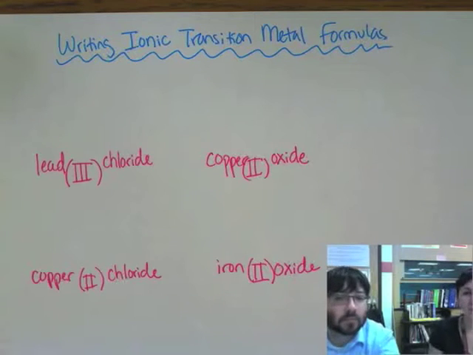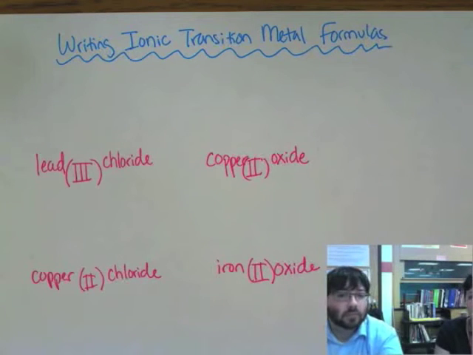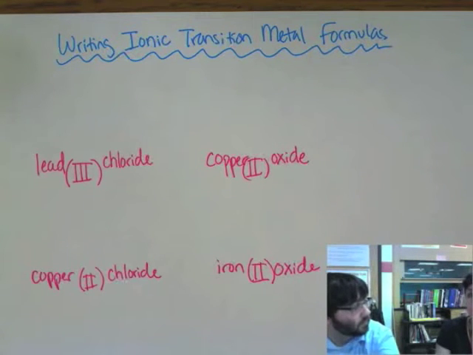Okay, so today we're going to be talking about writing formulas based on the names of compounds, which we did a little bit already, which is ionic binary formulas. But now we're going to do it specifically with transition metals. And we held off on doing these for a while because transition metals are weird, right? Their charges can change.